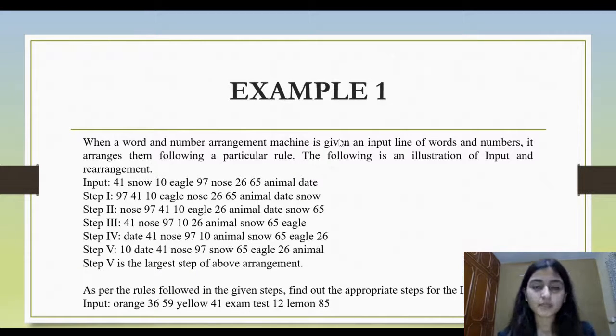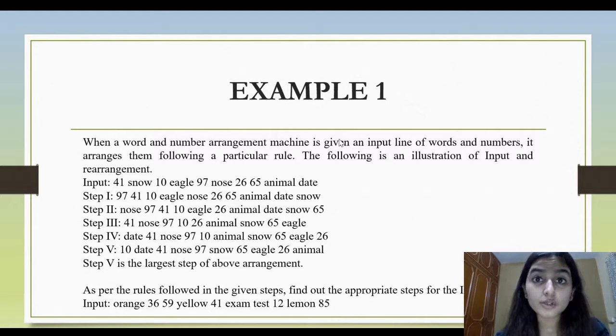The first example. Take 2 minutes, read the question properly. Now that you have read the question, let's read it together. What is the input given to you? The input is 41 snow, 10 eagle, 97 nose, 26 65 animal date. Let's look at the output first and not the per step change. The output is 10 date, 41 snow, 97 nose, 97 snow, 65 eagle, 26 animal.